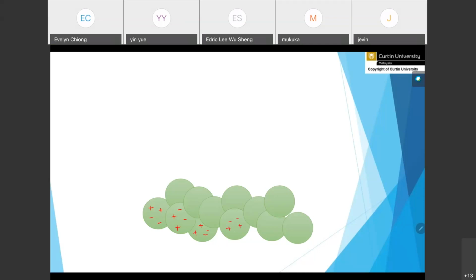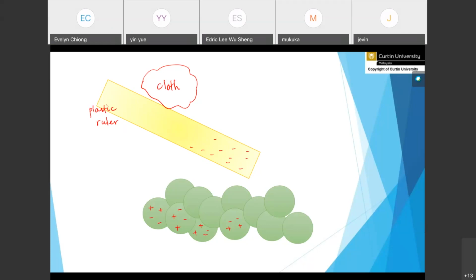Then if I bring a plastic ruler, for example, and I rub the ruler with a piece of cloth, the ruler will become negatively charged. So you have a lot of negative charges here. These negative charges will attract the particles here.